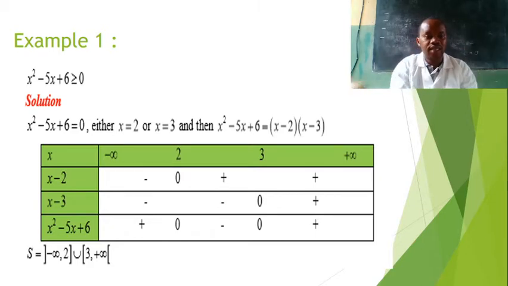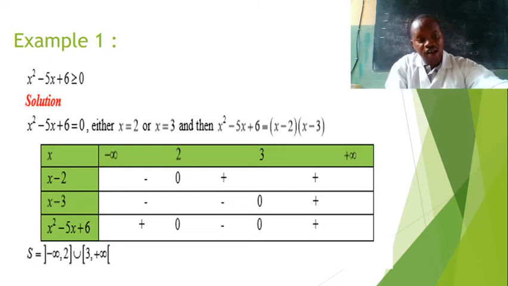You can start even from x minus 3 on your choice, then x minus 2 comes next. Then we will have on the last row x squared minus 5x plus 6, which is the product of the two factors given above.